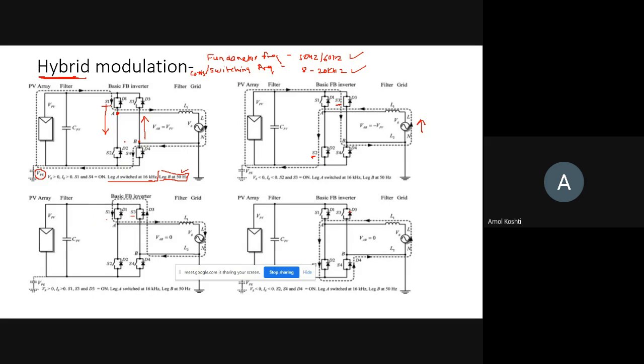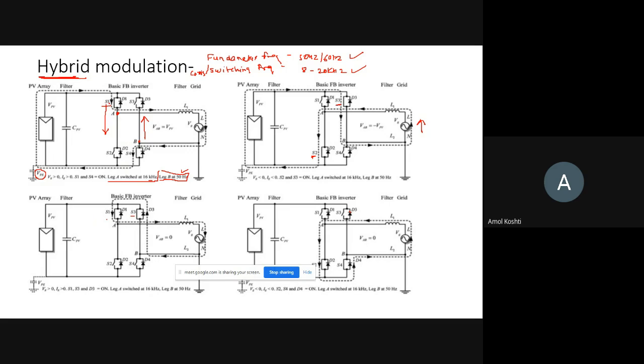Okay, so because of the use of these two different frequencies simultaneously, or the switching of these two different switches with two different frequencies, this is named hybrid modulation.